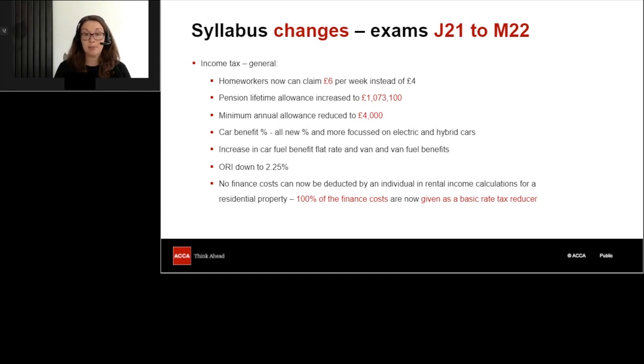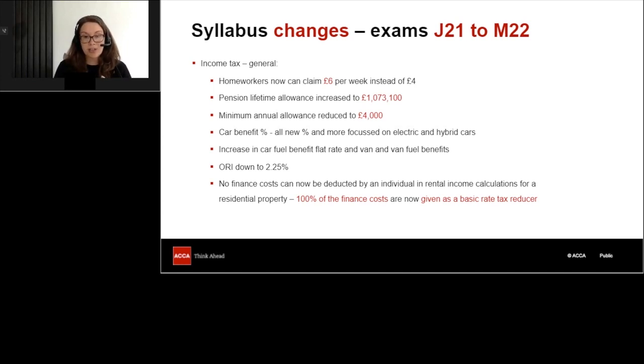Now let's think about employee benefits. The percentages that you would need to use to work out car benefits are now more focused on electric and hybrid cars. And so you'll definitely want to practice a lot of these types of questions so that you're prepared for how to use the information that's available to you in the tax tables on these. You'll only get a question in the exam that examines the new thresholds and not any previous rules, therefore. So all cars are assumed to have been registered from the 6th of April 2020 onwards in the exam.